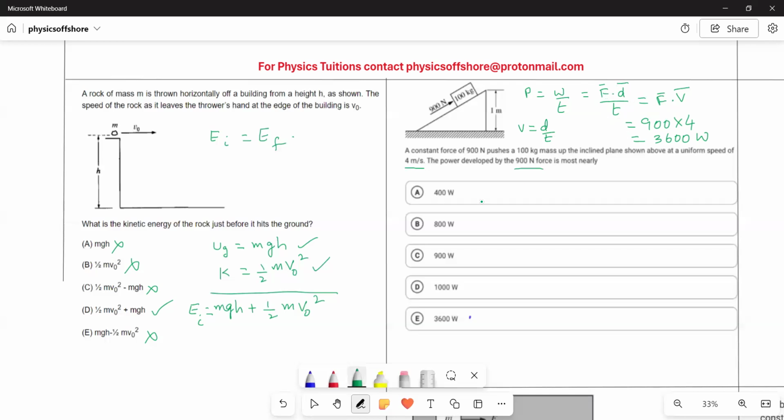And here, because the data is force and velocity, multiplying, we will get the answer 3600 watts. And this is the answer. This is a simple substitution, nothing beyond that.